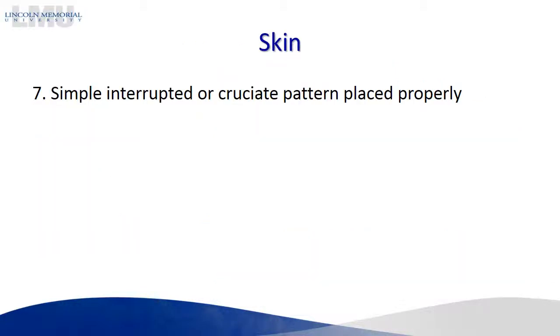And line item number 7 is that the simple interrupted or the cruciate pattern, or some combination thereof, is placed appropriately in the skin layer. So 0, I don't imagine that we're going to have too many zeros because these are very simple patterns, but a 0 would be just that the pattern is performed incorrectly. Student doesn't appear to know what they're doing from simple interrupted or cruciate pattern, and the sutures that are placed really don't fall into those categories.